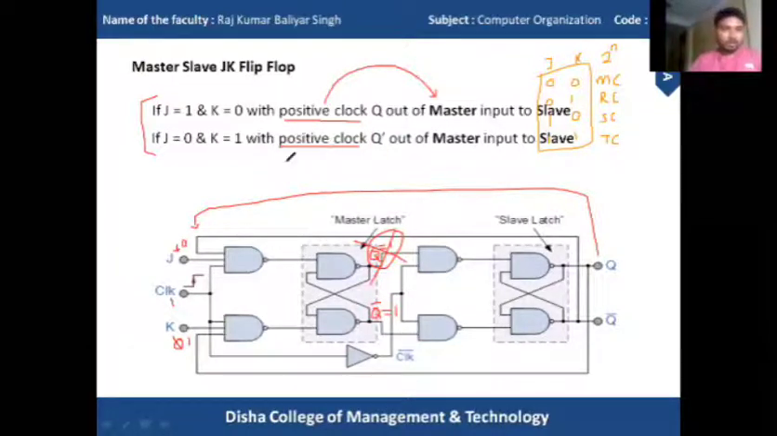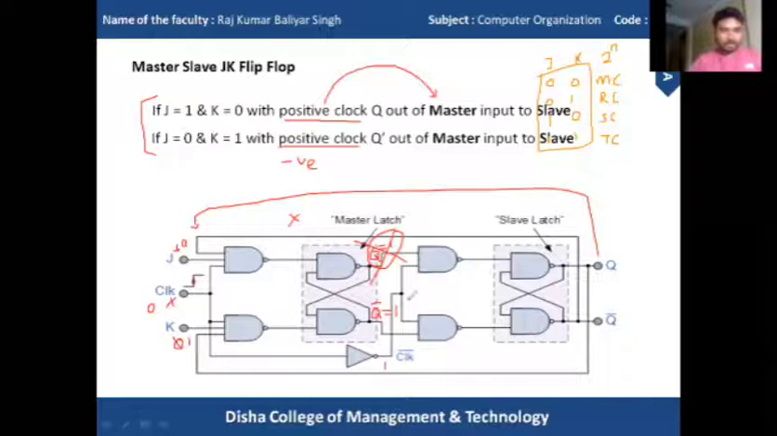And what about the negative clock? Negative clock means instead of taking 1 in the clock, I'm taking 0. When I supply 0 to the clock, or the clock is in negative state, that means the slave will be in idle state, the slave will not work. This 0 is applied to this NOT gate and it will produce 1.